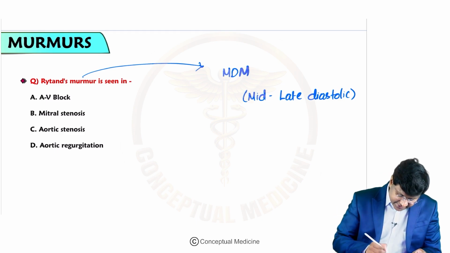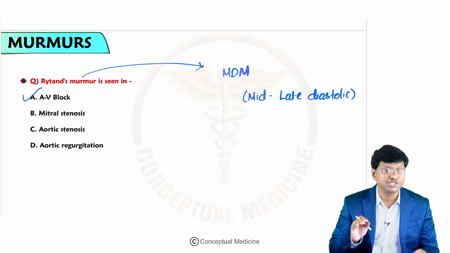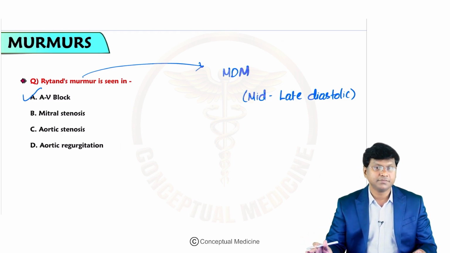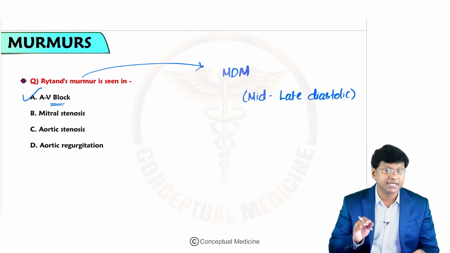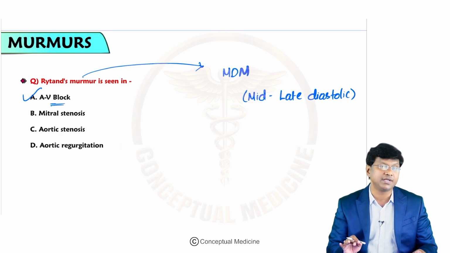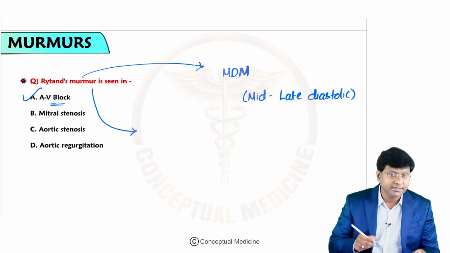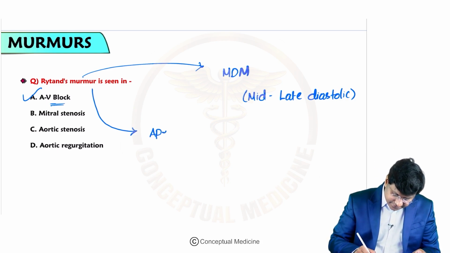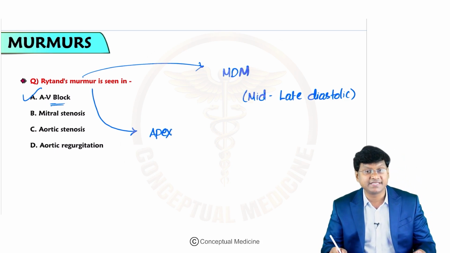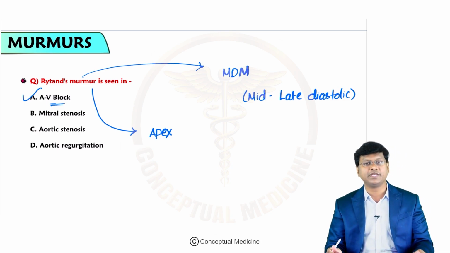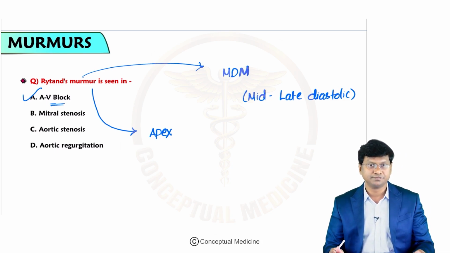And where is it heard? It is heard in patients with complete AV block, the complete atrioventricular heart block. And this particular Rytand murmur is best heard at the apex of the heart. And this may be slightly confused with mitral stenosis also.